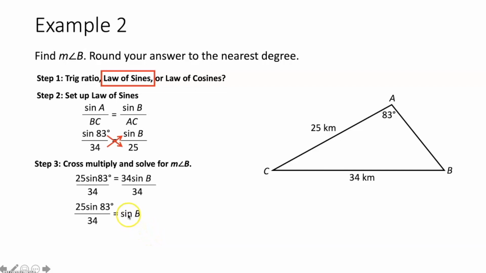Now, how do you get rid of sine? Well, to cancel out a trig function, you have to take the inverse of that trig function on both sides of the equation. So I'm going to take the inverse sine of both sides of the equation. The reason I do that is because the inverse sine of sine, those 2 things cancel each other out. And on this side, I just plug this into my calculator. The inverse sine of 25 sine of 83 degrees, then press divided by, then 34. Make sure to close my parentheses, press enter, and I get that the measure of angle B rounded to the nearest degree is approximately 47 degrees.